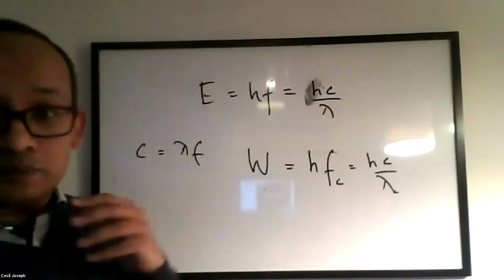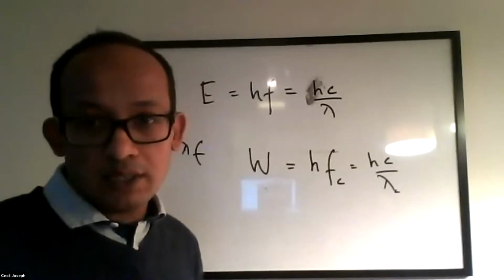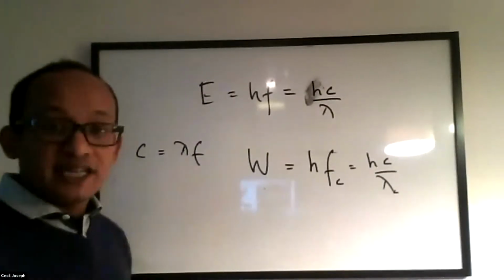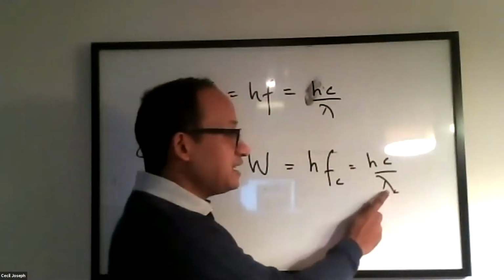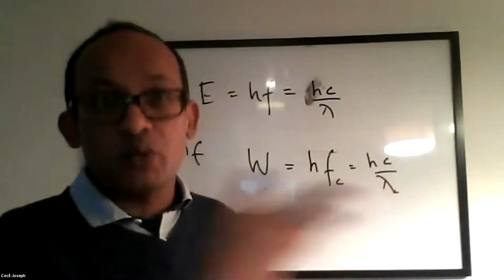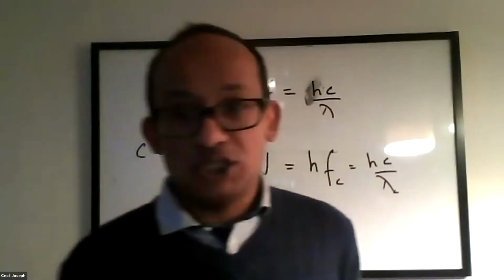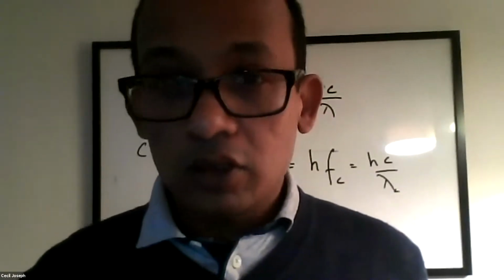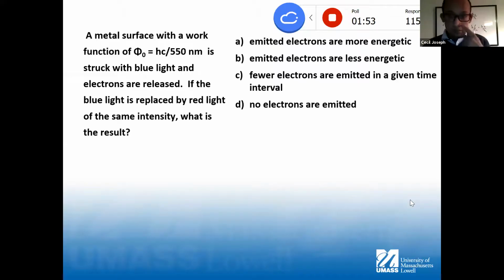So essentially, this is another way to write the work function, and any wavelength shorter than this will eject, and any wavelength longer than this will not eject, because a shorter wavelength has more energy, and a longer wavelength has less energy. Right, that should allow you guys to see the options.